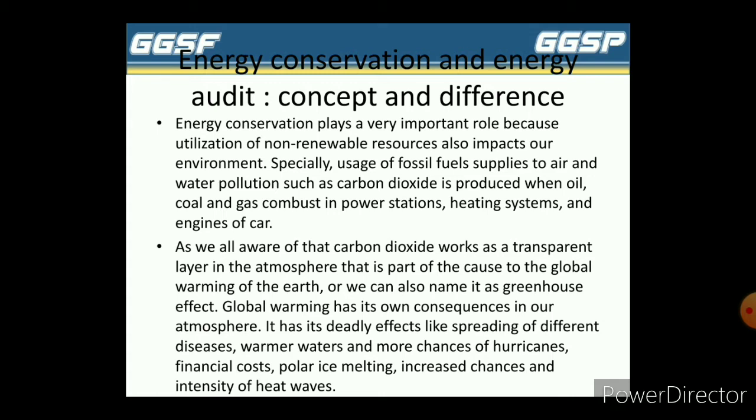As we all are aware, the carbon dioxide works as a transparent layer in the atmosphere that is a part of the cause of the global warming of the earth, or we can also name it as the greenhouse effect. The global warming has its own consequences in our atmosphere. It has a deadly effect like spreading of different diseases, warmer ocean waters and more chances of hurricanes, financial cost, polar ice melting, increased chance and intensity of heat waves.